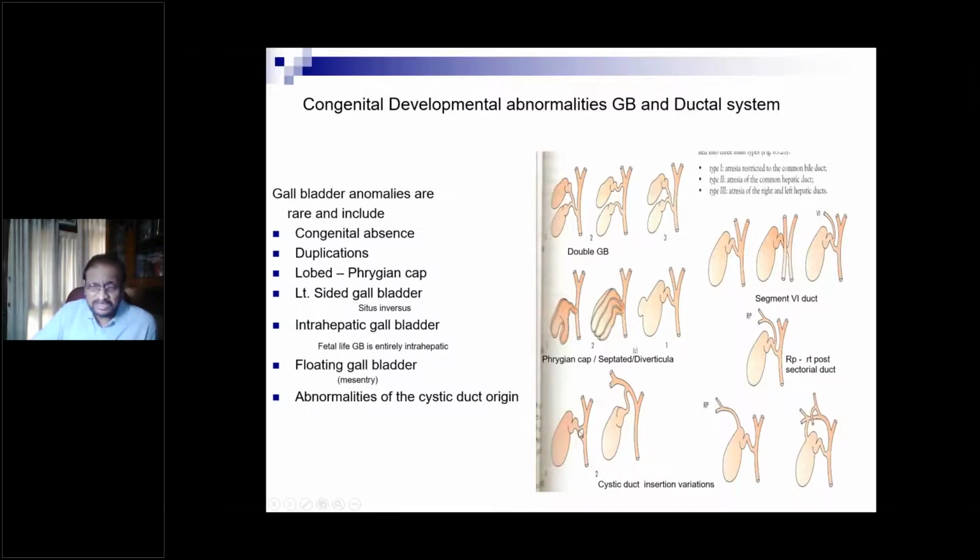Number two, there could be two cystic ducts, or you can have a floating gallbladder. It's got a lot of mesentery to it, keeps on floating. Not a very common occurrence, but it does happen. Or you can have a segment 6 duct opening into the gallbladder, right? That could be a problem.